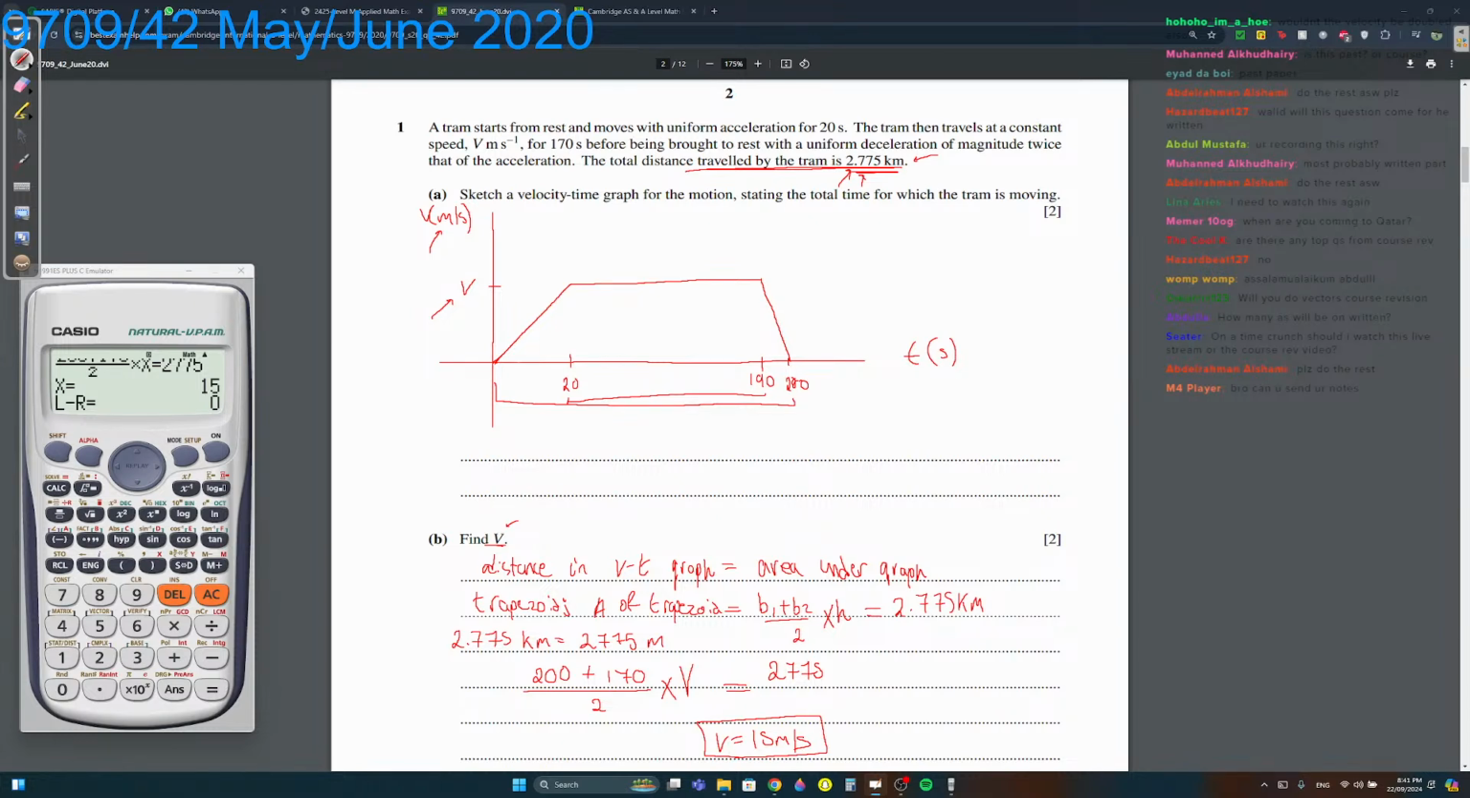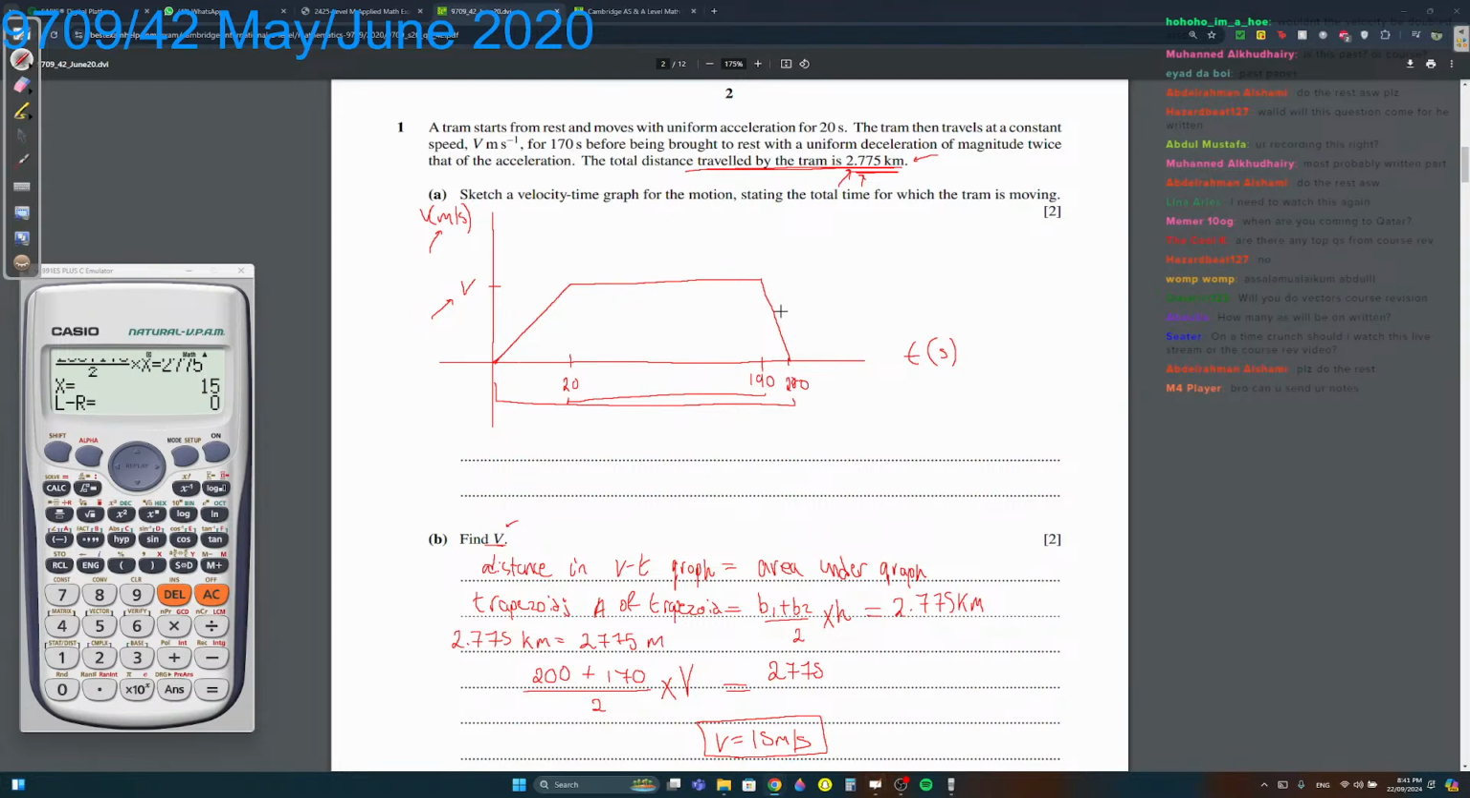Will you do vectors in course division? No, they're in term 1, week 2, mechanics CA, and they're the same as the quiz, so there's no need. On a time crunch, should I watch this live stream or the course division video? Do them both. There's no time crunch, stay up. Can you send your notes? They're on the Google Drive.